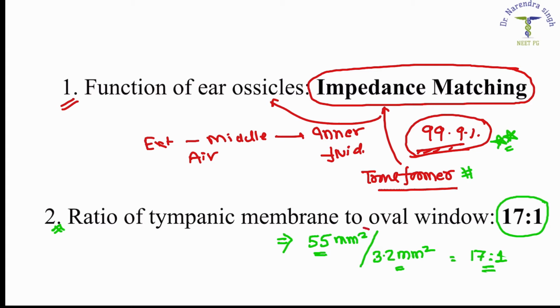So there are 3 questions out of this also. One is the effective vibratory area of the tympanic membrane, that is 55 mm square. The area of the footplate of stapes is 3.2 mm square, and the ratio of tympanic membrane to oval window is 17:1. This completes question number 2.